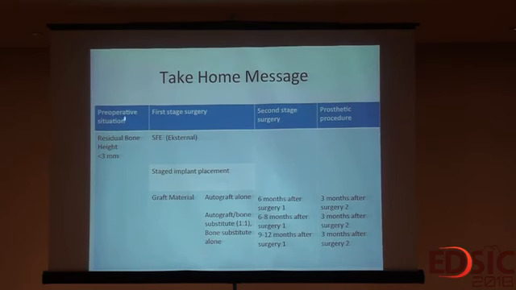And if the preoperative residual bone height is less than 3 mm, we use the external sinus floor elevation procedure, but staged implant placement, and it is dependent on the grafting material. If you use autograft alone, 6 months after surgery 1, and the prosthetic part is 3 months after surgery 2. But if you use autograft with bone substitute, 6 to 8 months after surgery 1, and the prosthetic part is 3 months after surgery 2. And if we use bone substitute alone, we have to wait more for the second surgery, 9 to 12 months after surgery 1, and the prosthetic procedure is 3 months after surgery 2.